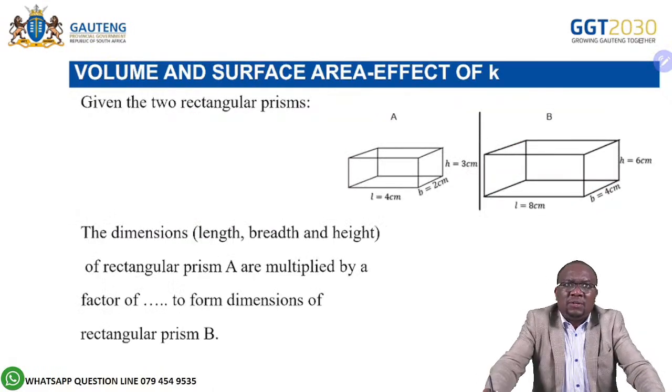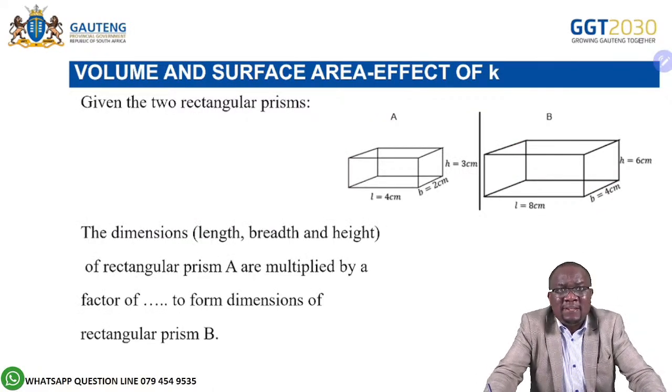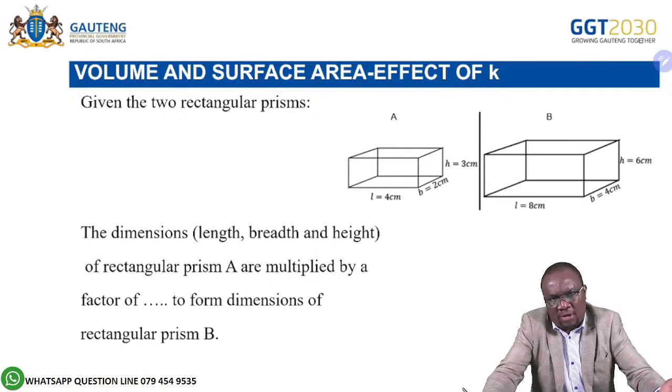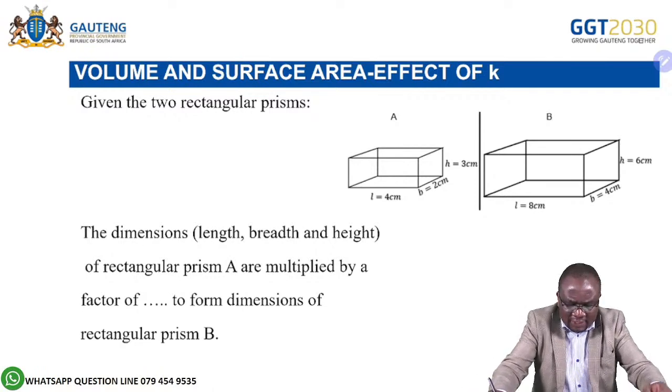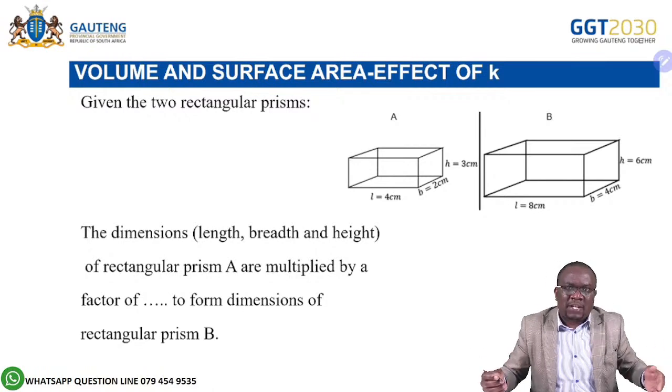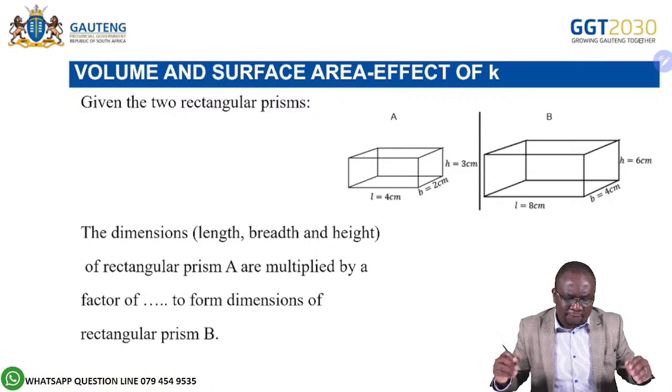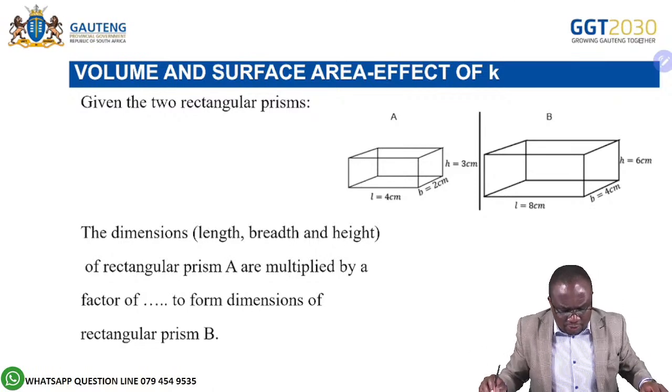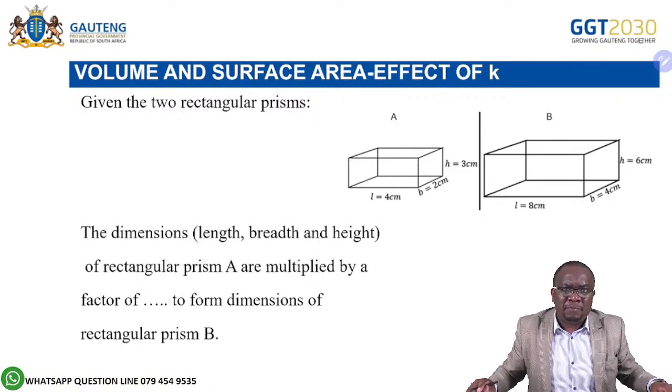Remember I said the lesson is going to be investigative. At the end, we're going to conclude and say, yes, if we multiply the dimensions by K, to get the volume of the new prism, we must multiply by K or something. Okay, let's find out. I don't even know what you are going to get. I'm also part of the investigation, isn't it? I'm also investigating. Given the two rectangular prisms, do you see rectangular prism A and B?